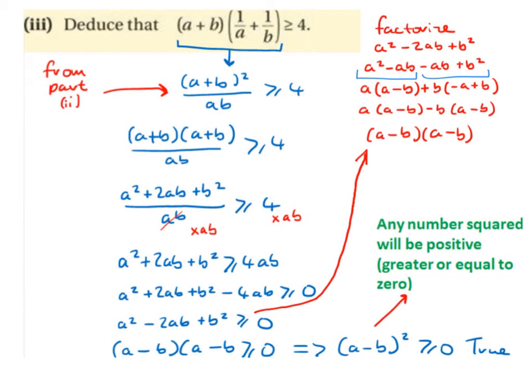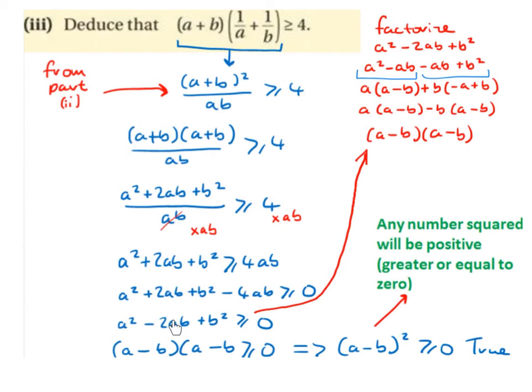So we want to change the signs of the plus B, the minus A and the plus B so that we've got the same thing in each set of brackets. So we get minus B times A minus B. Now we've got the same thing in both sets of brackets, A minus B, so that's one of our factors. Then bring down the A and the minus B, so that's our second factor.